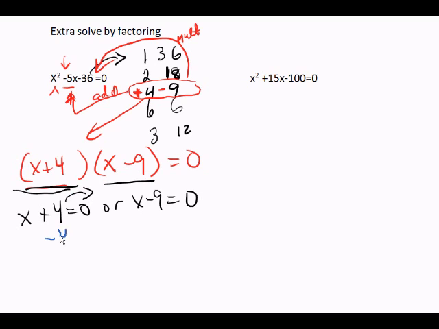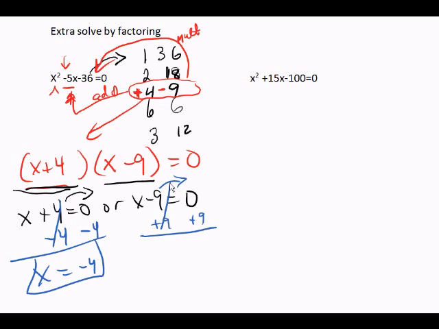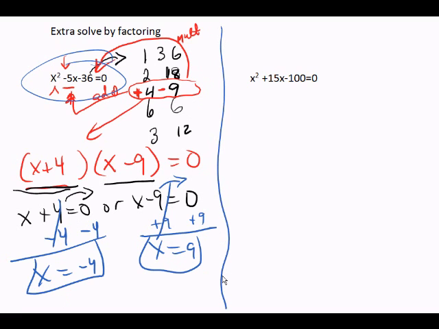And how do I get the 4 to the other side? We're solving for x. Yeah, it's add 4, so we subtract 4, and we get x equals negative 4. Here, I'm going to take the 9 to the other side by adding 9, and we get x equals 9. And here are my two answers: x equals negative 4 and x equals 9.